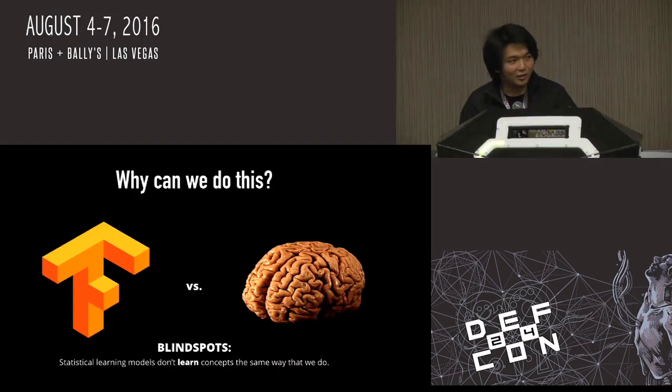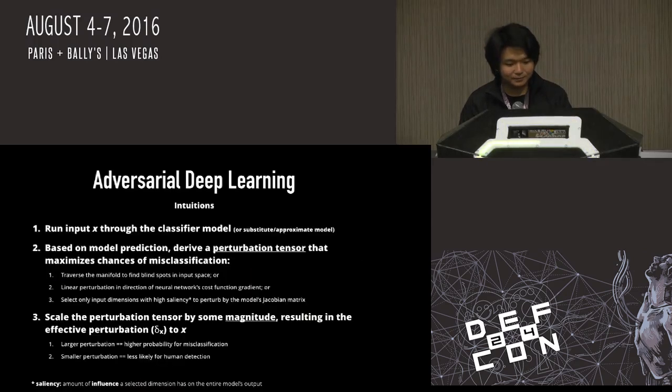Machine learning models learn in ways that are vastly different from how humans learn. And there's this concept of the data manifold, which is the mapping between the input and output. And there are gaps, there are pockets in the data manifold that allow you to do such things.